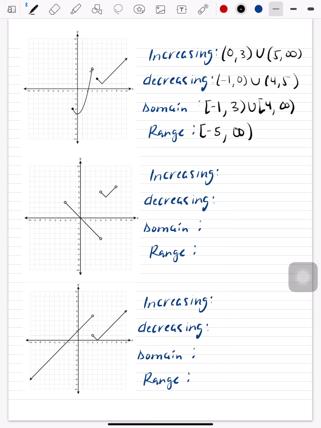Okay? Quick little refresher here. If somebody asks you what's f of 3, you ask yourself what's the output at 3?